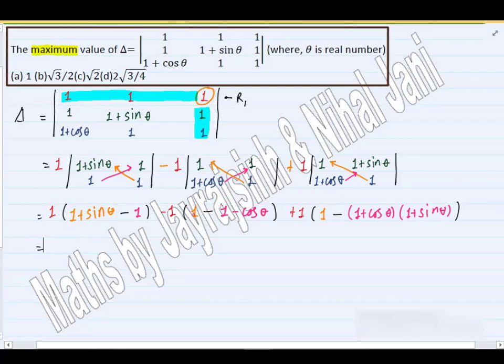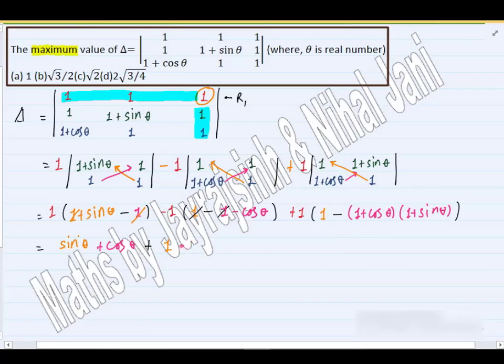First two terms will be easily simplified. We will get 1 plus sine theta. Actually, the 1s will cancel out, right? So we will get simply sine theta, and here again the 1s will cancel out. We will get plus cos theta, plus our first term 1 will stay as it is, and we have to open this bracket.